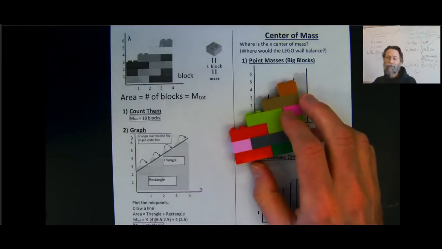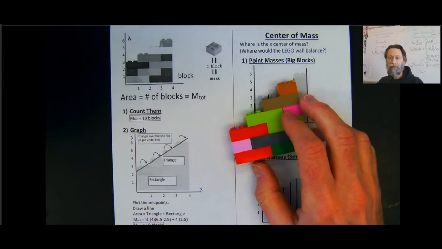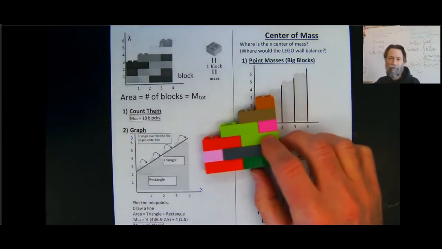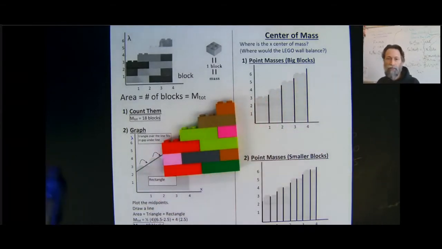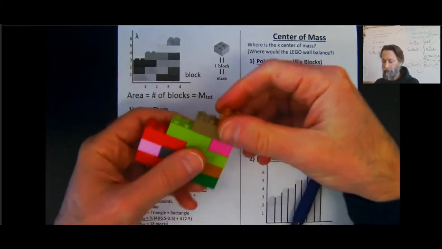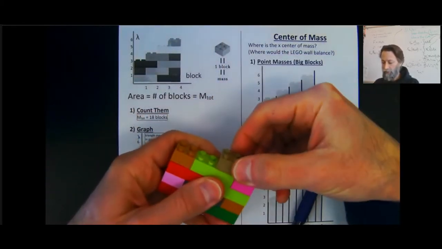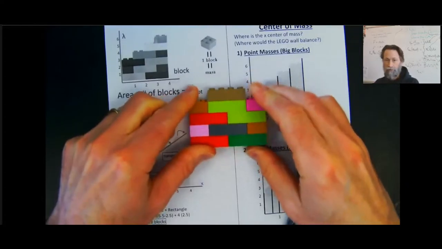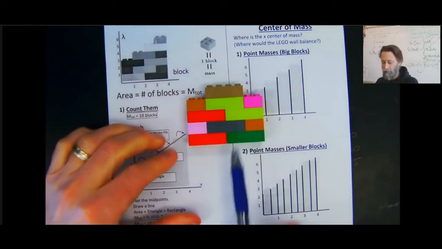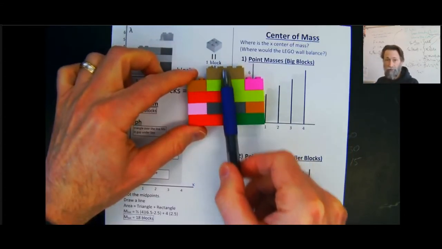The next thing we're trying to do is find the center of mass of this object. Conceptually, if my Lego looked like this, the center of mass, because of the symmetry, would be smack down the middle of the Lego set. It's going to be right here.